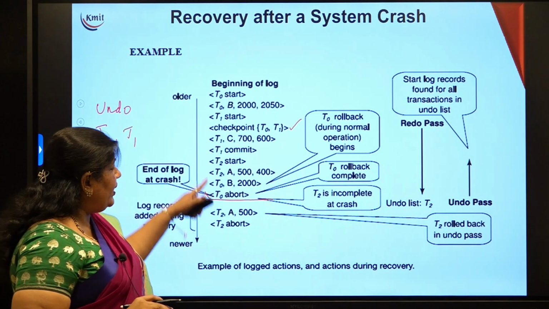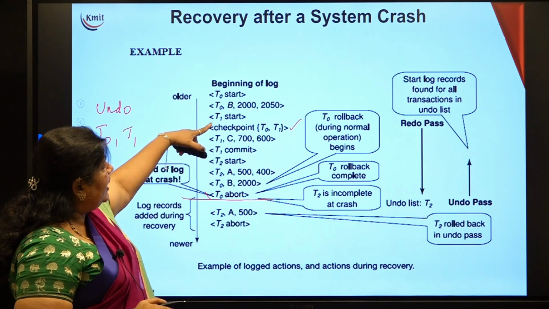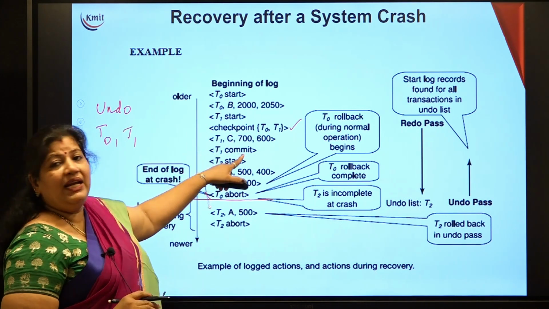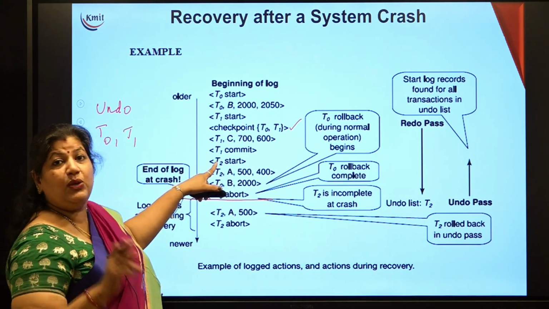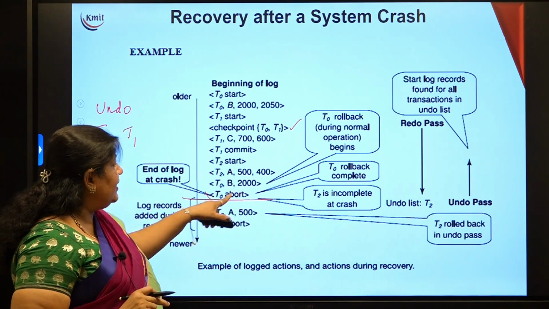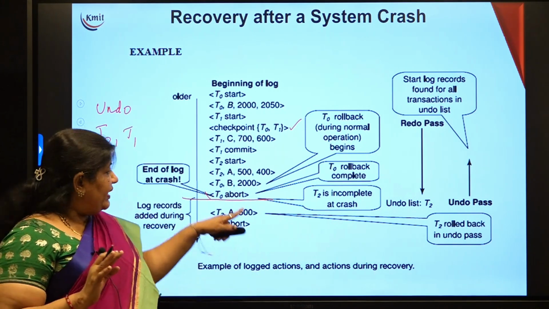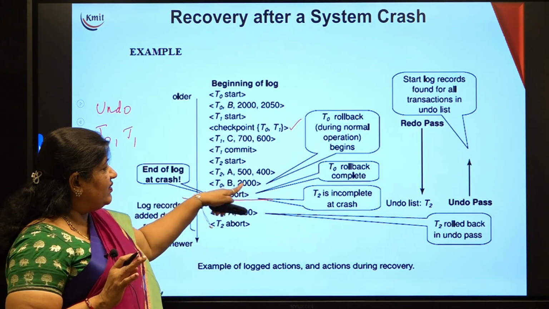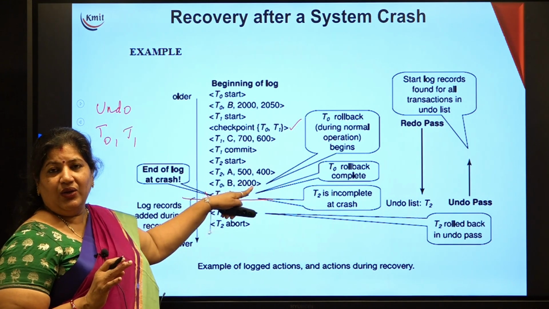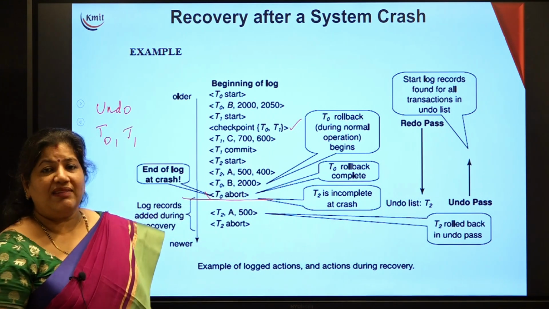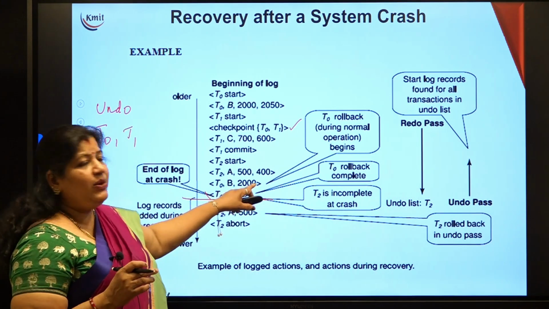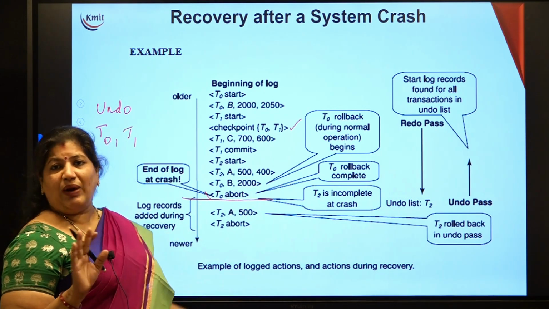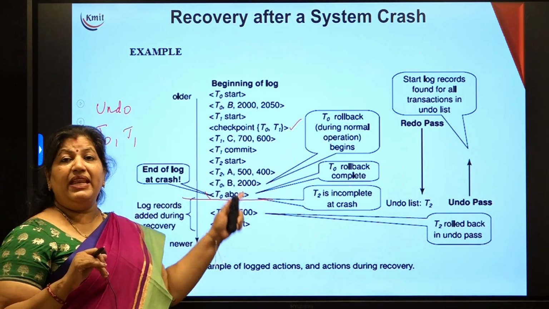And remember one point, if you observe here, after the checkpoint, T1 has committed and T2 has started, and here T0 has aborted. When T0 has aborted, look at this, the B value has been recovered. Because it is aborted, I need not put it in the undo list, because the B value is already 2000. So I need not worry about it. That is the meaning of doing it.